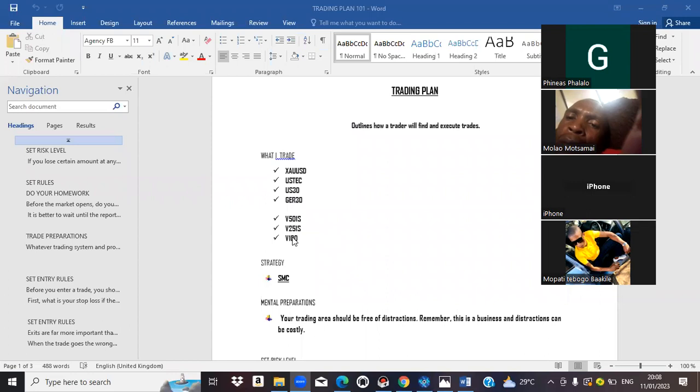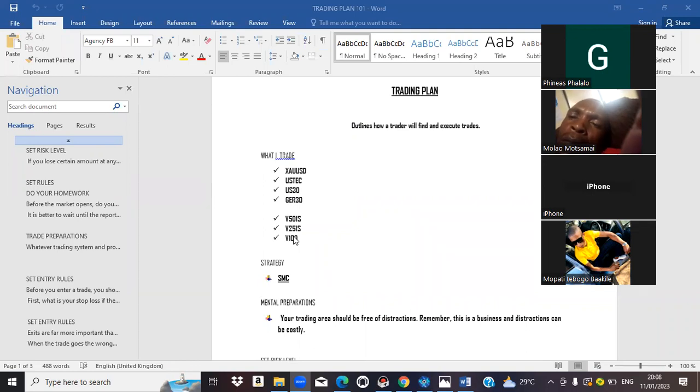When I set up V75, I trade it because of my planning. So that's how you build your psychology. If you execute trades everywhere, you will blow your account.